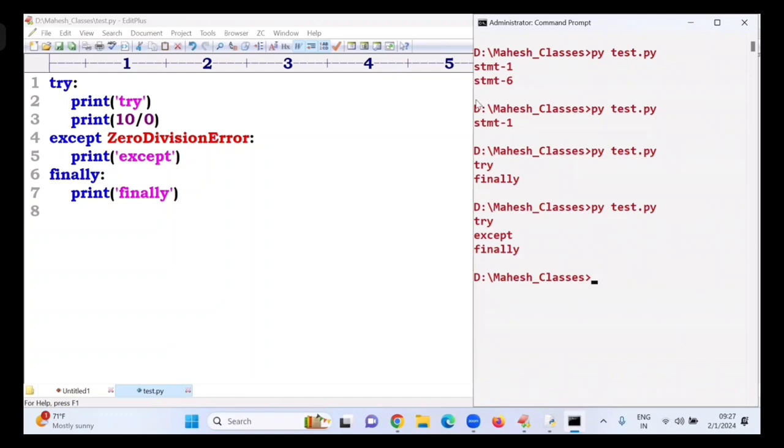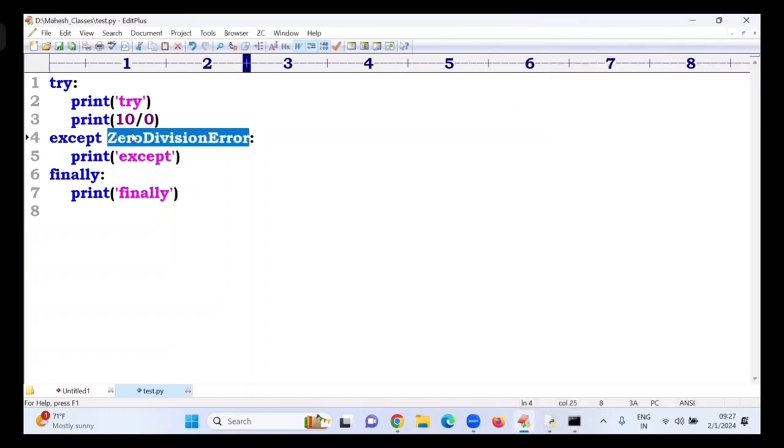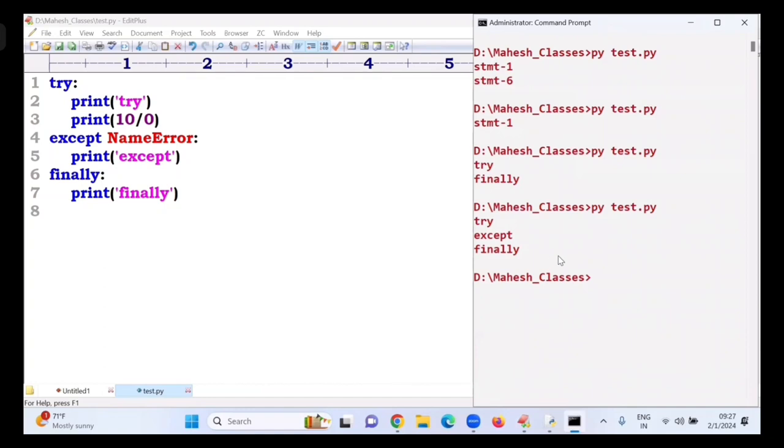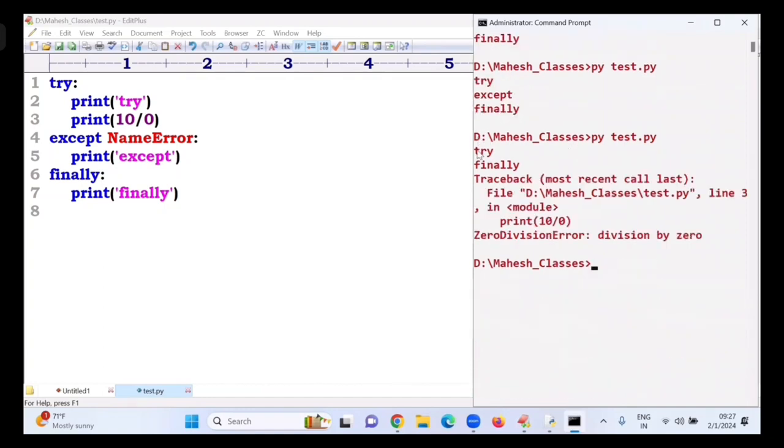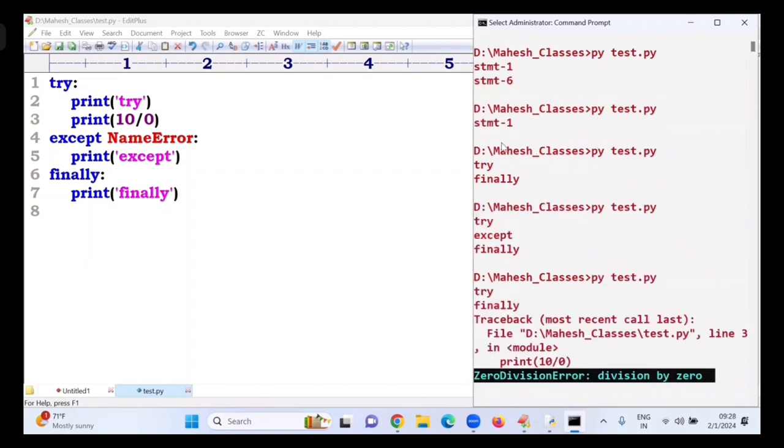Okay, fine. Instead of ZeroDivisionError, I give a wrong class name, NameError. What happened there? Exception raised, not handled. Then which blocks will be executed? Try, finally, and abnormal termination. Because I did not handle it. Previously there was graceful termination, no error. Now this time we will get a runtime error. Try, finally. What is the error? ZeroDivisionError, because you did not handle the exception. And in all three cases, the finally block will be executed.